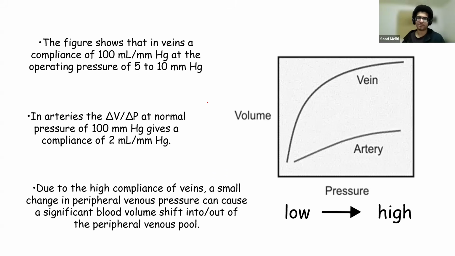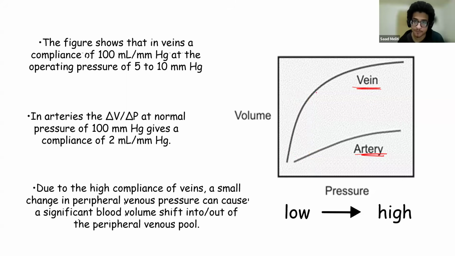So this is a graph showing volume over pressure. Now look at the veins. This is a vein and this is an artery. When we have a low pressure here, look at how much volume the vein can store. It can store a lot of volume. But the artery can't hold that much volume. That's why we say veins are more compliant. Even at low pressures like this, they can hold a huge amount of blood.